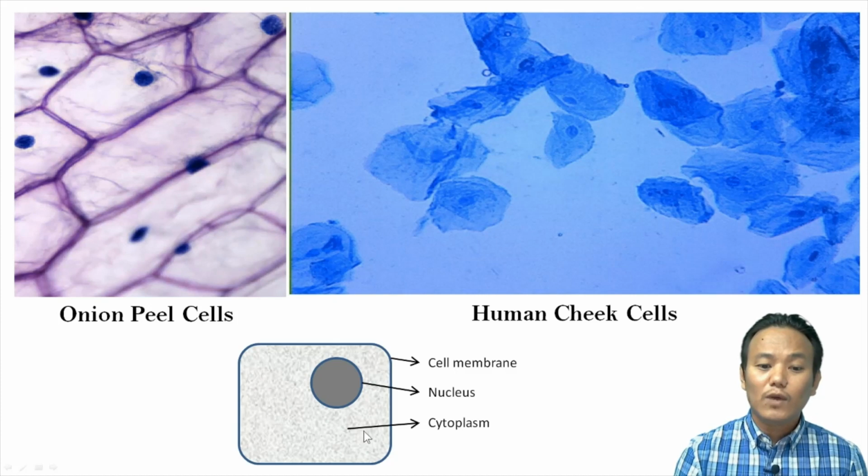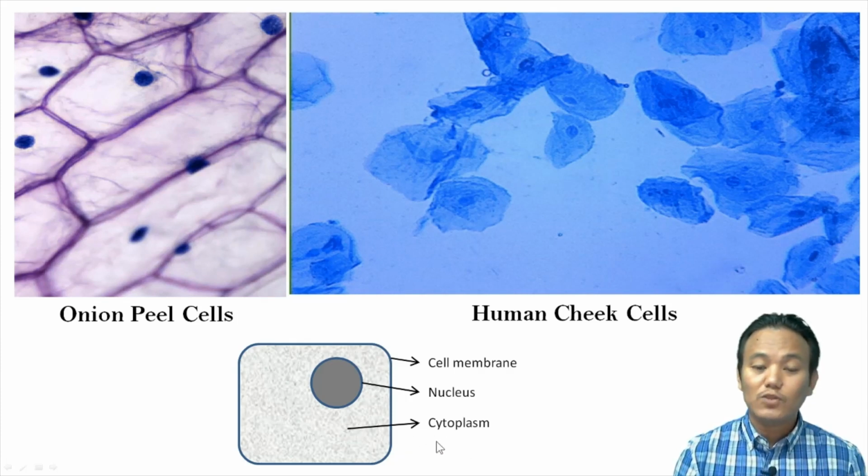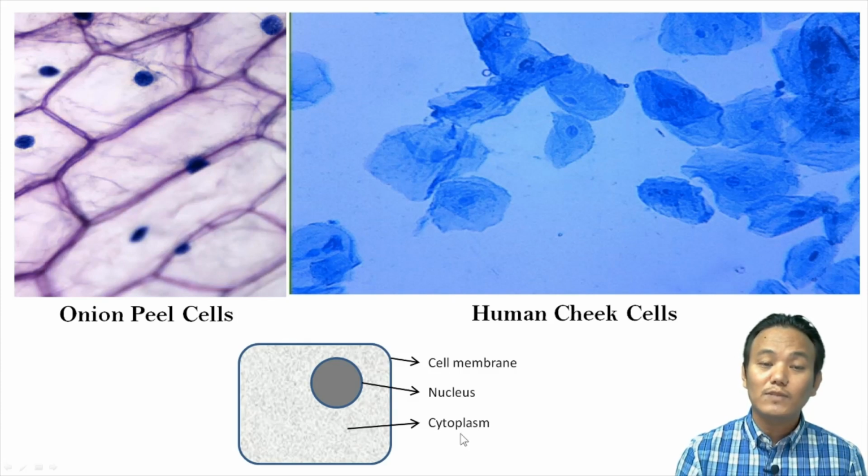And then inside the cell membrane, we have got a semi-fluid like matrix called cytoplasm. Now the cytoplasm is really important because cytoplasm is the place where all the metabolic reactions, most of the metabolic reactions which keep the cell alive, happen within the cytoplasm.